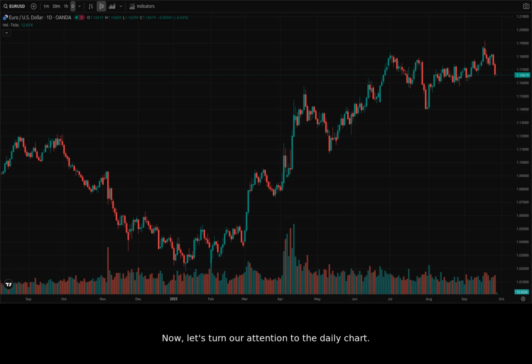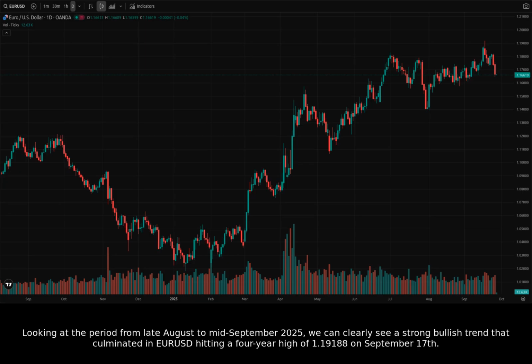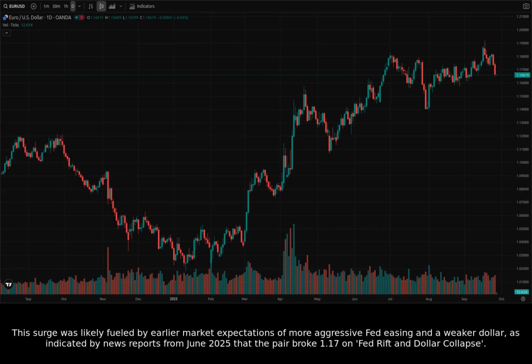Now, let's turn our attention to the daily chart. Looking at the period from late August to mid-September 2025, we can clearly see a strong bullish trend that culminated in EURUSD hitting a four-year high of 1.19188 on September 17th. This surge was likely fueled by earlier market expectations of more aggressive Fed easing and a weaker dollar, as indicated by news reports from June 2025 that the pair broke 1.17 on Fed rift and dollar collapse.